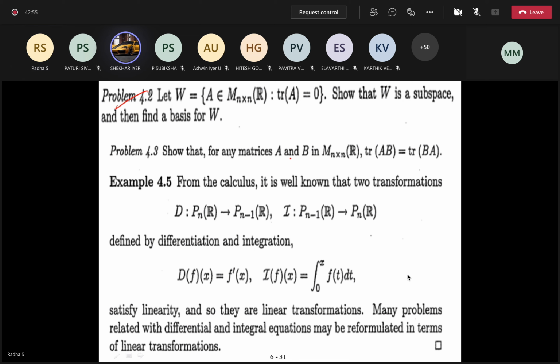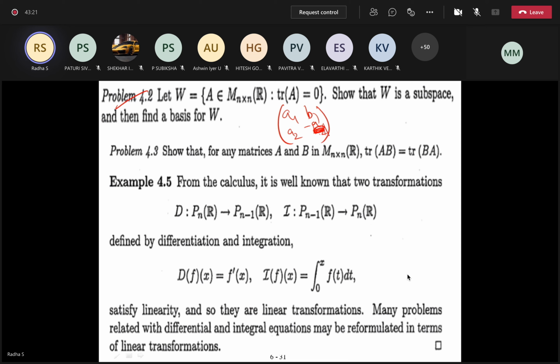Upper triangular or lower triangular? Doesn't matter. Upper triangular, lower triangular, I'm not speaking of that. I'm collecting all n cross n matrices whose trace is 0. I'll take a 2 by 2 matrix: a1, b1, a2, b2. They are saying a1 plus b2 is 0, or I can write b2 as minus a1.